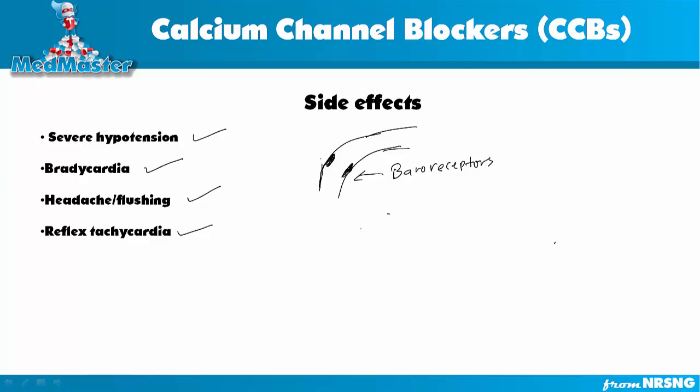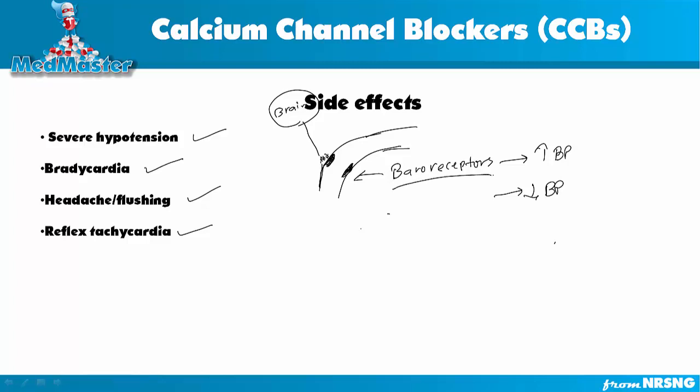Now the baroreceptors have certain nerve endings that send signals to the brain. So this is our brain. Now what does the baroreceptor detect? The baroreceptor detects change in blood pressure. So if the blood pressure is high, the wall is going to stretch a little bit more. And if the blood pressure is low, the arterial wall is not going to stretch that much.